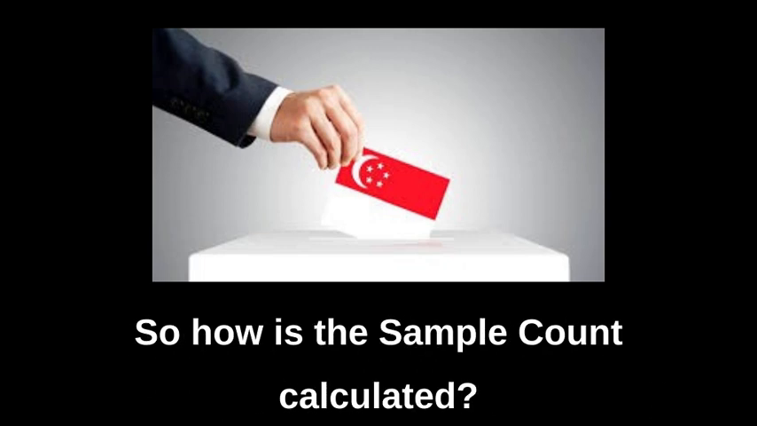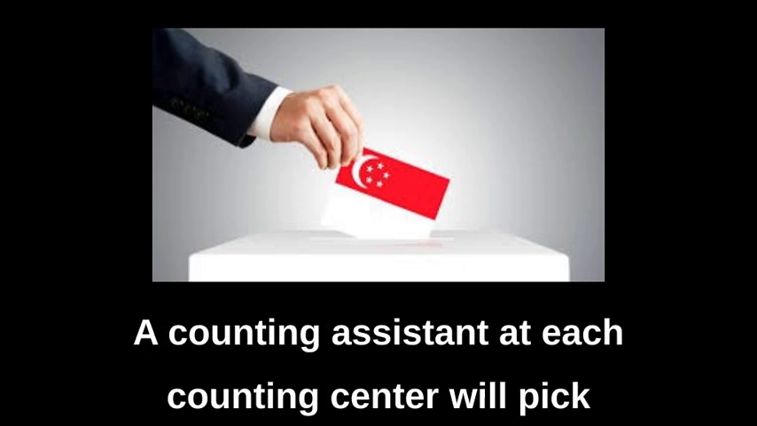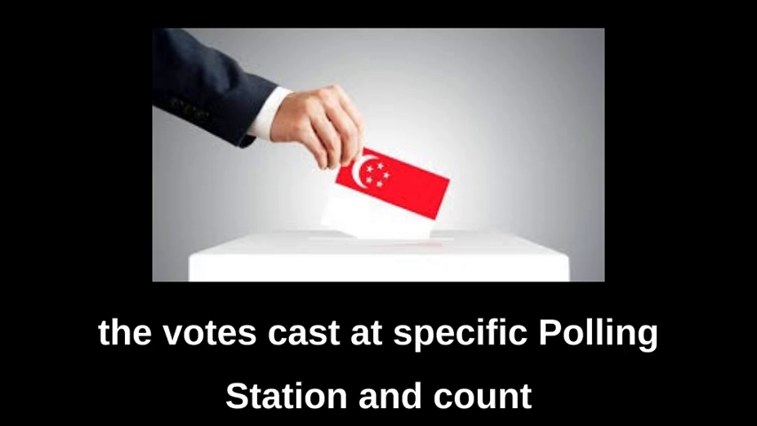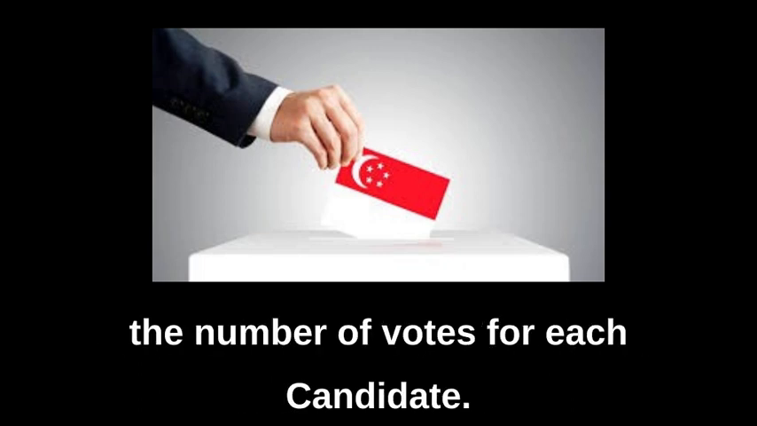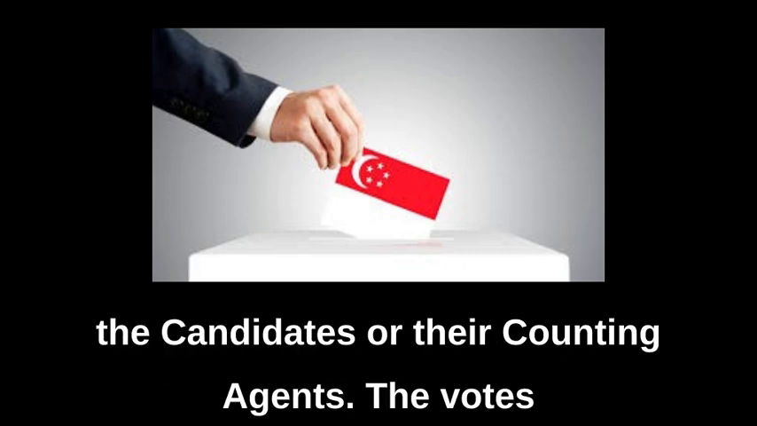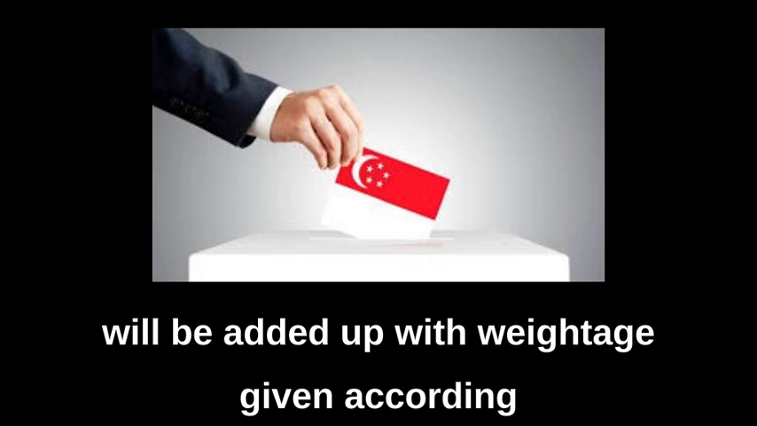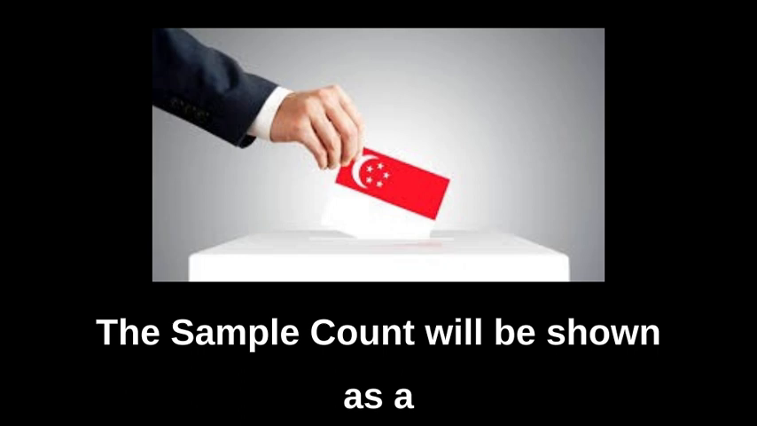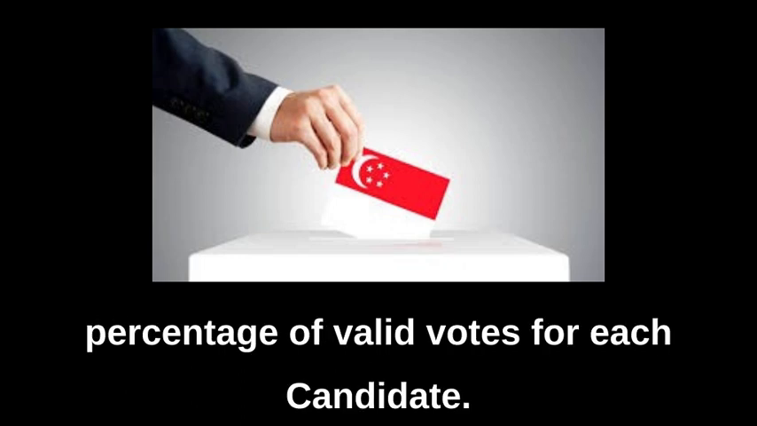So how is the sample count calculated? A counting assistant at each counting center will pick a random bundle of 100 ballot papers from all the votes cast at a specific polling station and count the number of votes for each candidate. This will be done in front of the candidates or their counting agents. The votes will be added up, with weightage given according to the number of votes cast at that polling station. The sample count will be shown as a percentage of valid votes for each candidate.